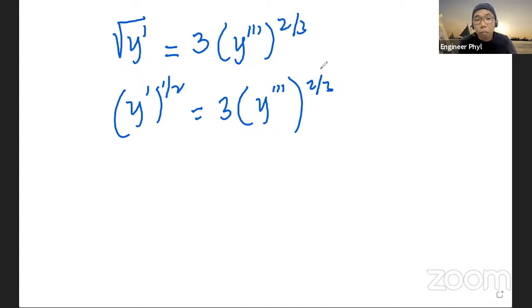However, for the degree, we need to make sure that there are no fractional exponents in it. So now we're going to raise the entire equation to a number that will make the exponent of these derivatives a whole number. Okay, now think of a number that will make these fractions a whole number.